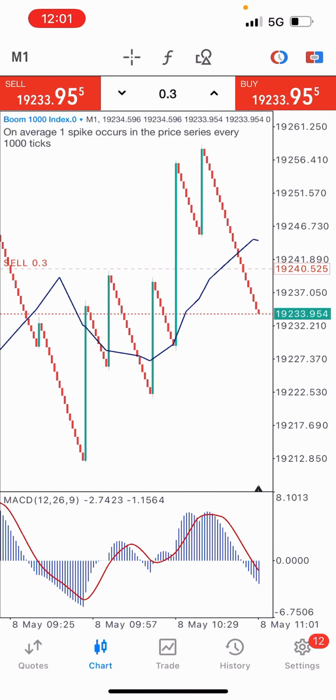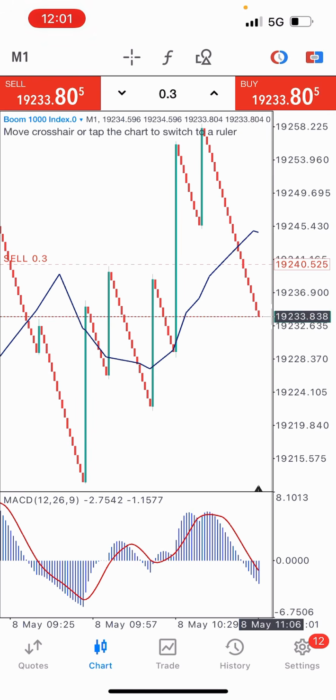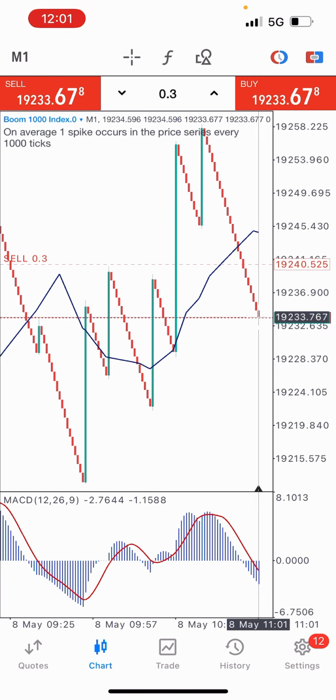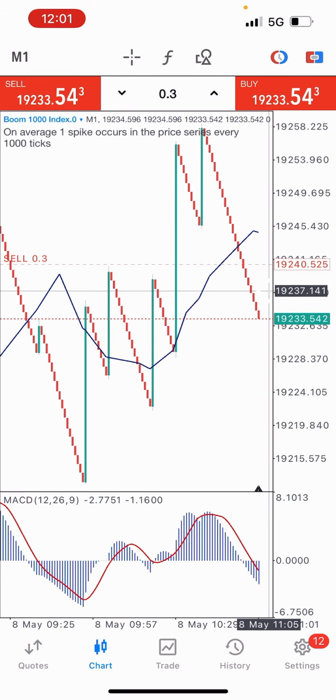So I dropped this strategy earlier on how you can trade Boom1000 Index. My trade currently, I use 0.2 lot to sell this, and once this candle closes, I will be taking my profit, because my TP is usually 1, 2, 3, 4, 5, 6 candles. After 6 candles, I close my trade.